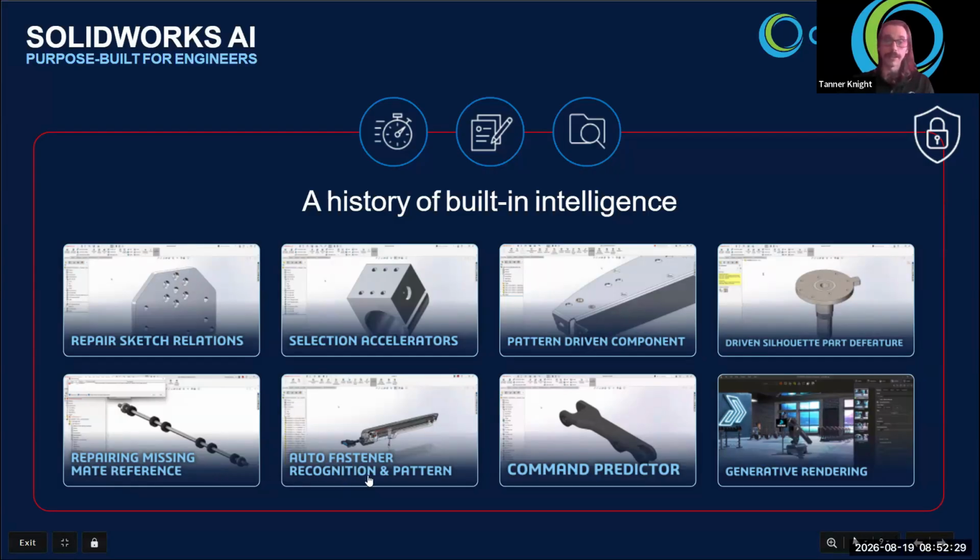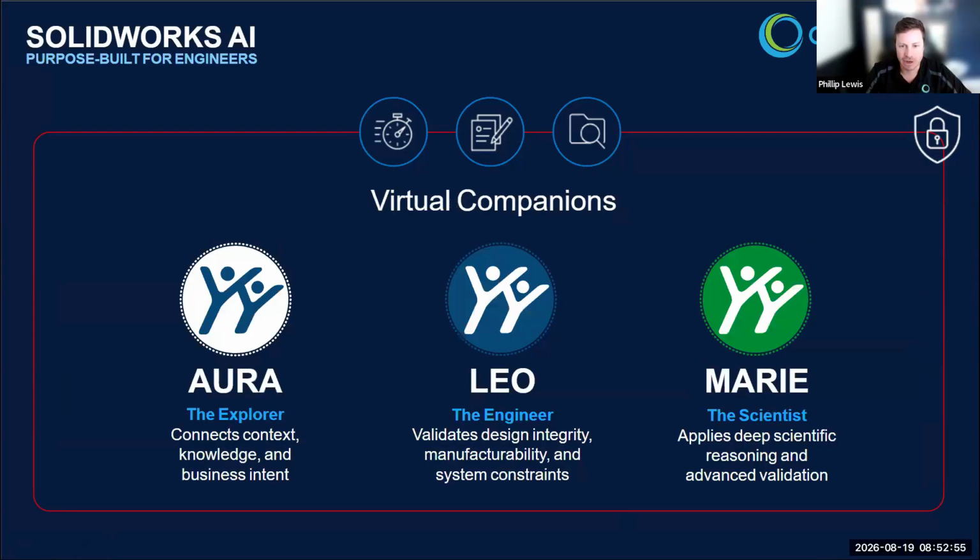And auto fastener recognition and pattern. If you have PEM fasteners or specific types of rivets or something, then you can really make use of that throughout your designs. Command predictor and generative rendering. These are all things that have existed for a while, but we don't necessarily bulk them under these new AI tools because they're just there and they've been working and they're being leveraged as part of this AI platform. You don't have to use one of the AI companions technically to use those. They're just in SolidWorks day to day.